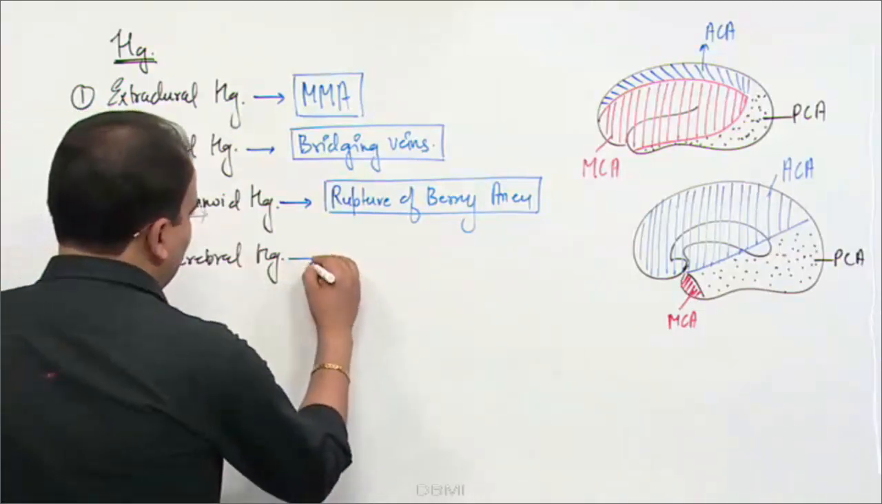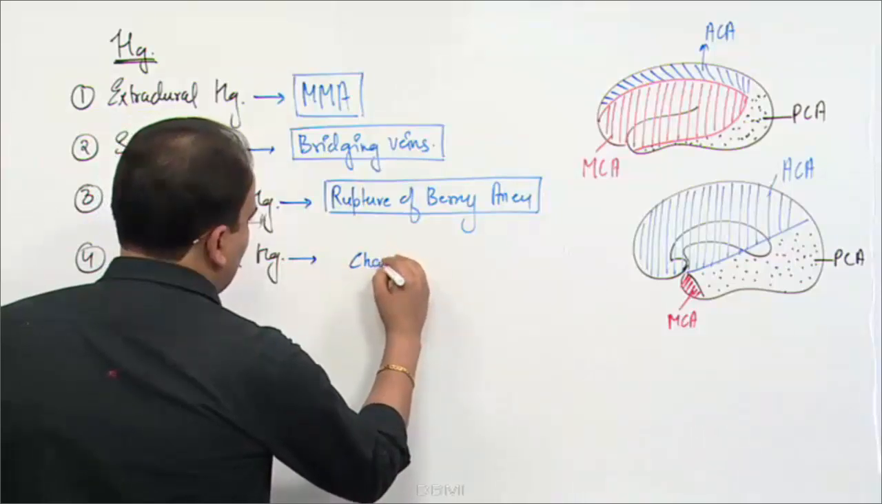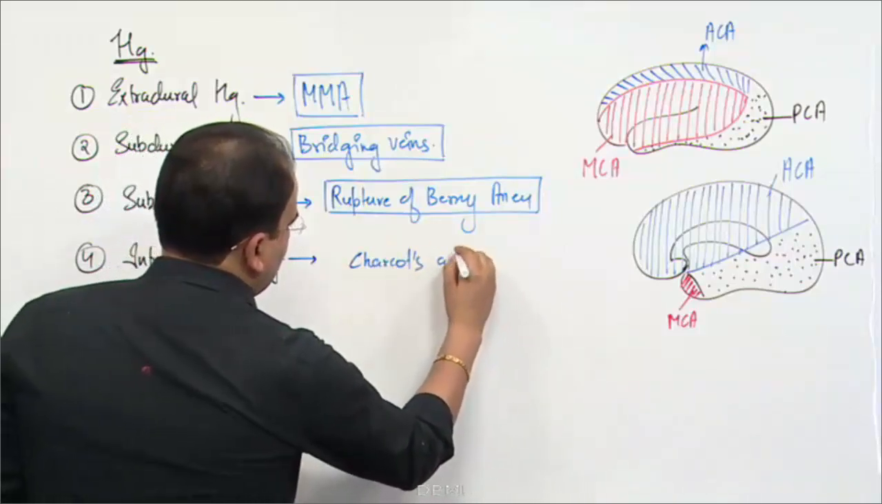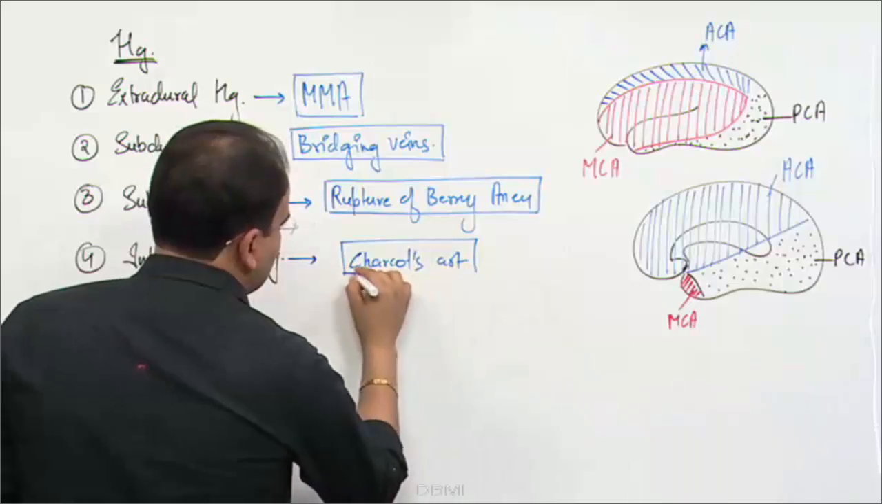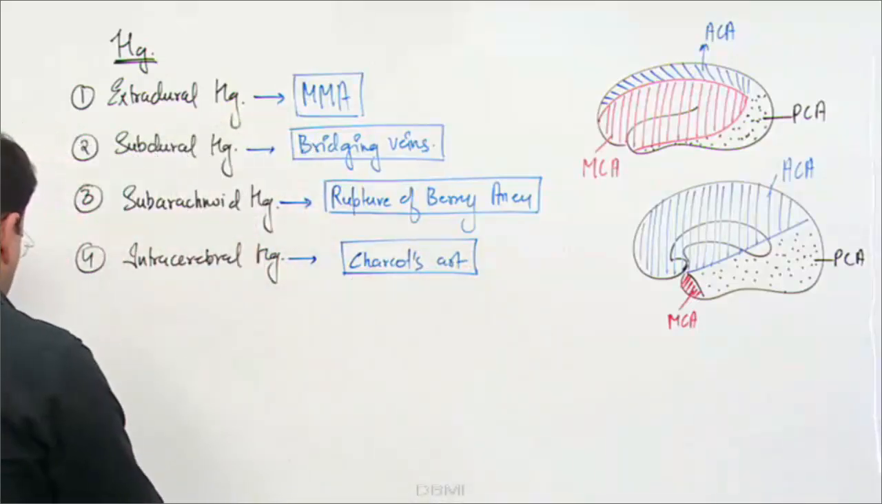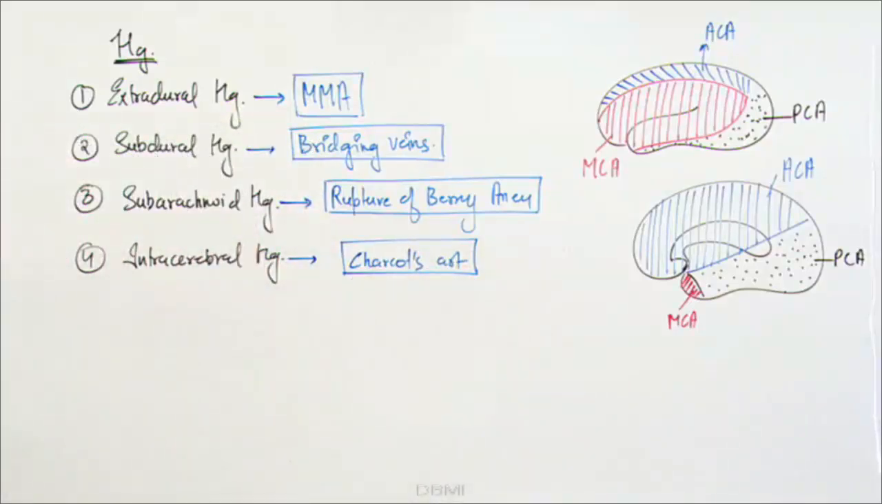And intracerebral hemorrhage is usually because of the involvement of Charcot's artery, the Charcot's artery of cerebral hemorrhage, that is usually involved in intracerebral hemorrhage.